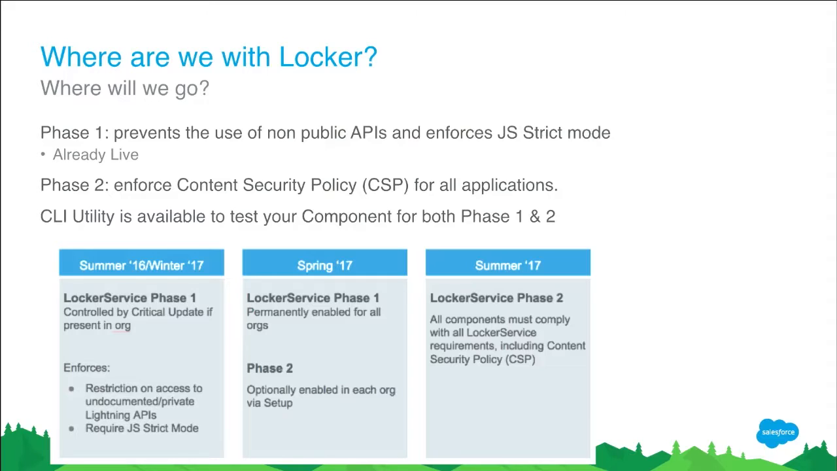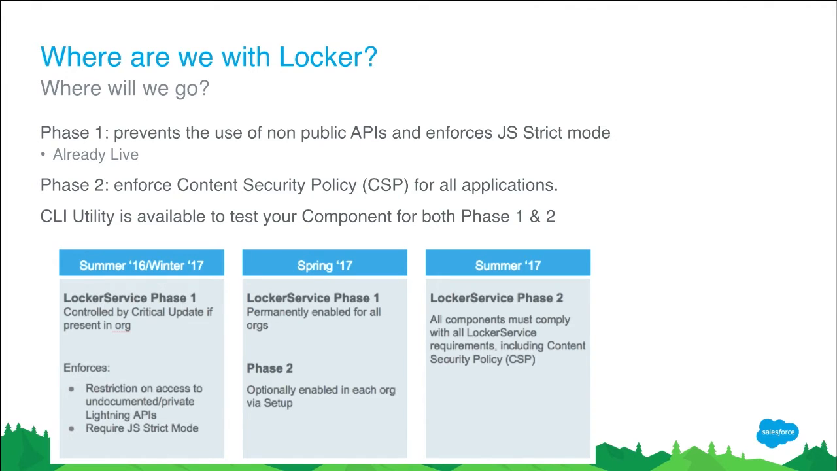So a little bit on the Locker Service rollout itself. We're actually splitting the rollout into two phases. Phase one is actually live already, partially. The main enforcement on that one is to prevent the use of non-public APIs for calls, and also enforcing JavaScript strict mode. So what I mean by that is, for example, if you're trying to create a window object, you won't be able to access that. You have to make sure you specify the variable you're accessing, those kinds of practices.